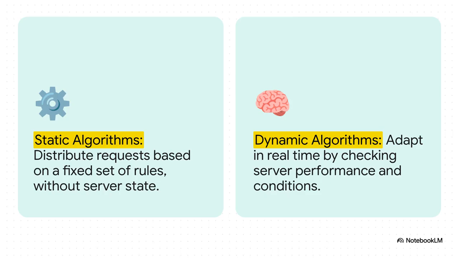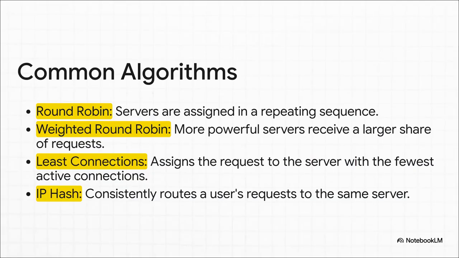On the other side, you have dynamic algorithms. Now, these are much smarter. They actually check on the health and the current workload of each server before deciding where to send the next request. And here are some of the most common ones you'll see.